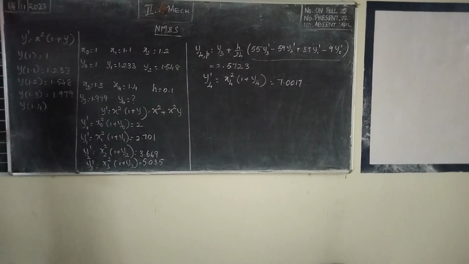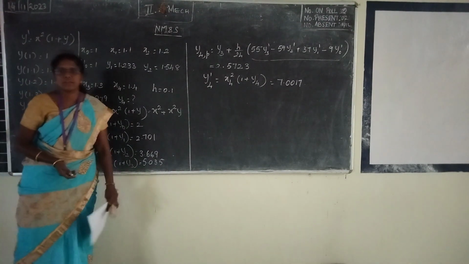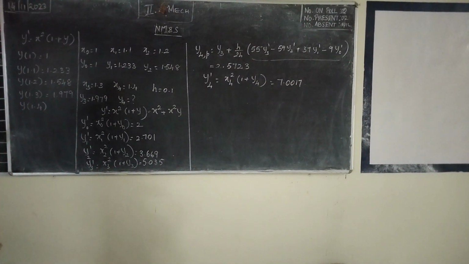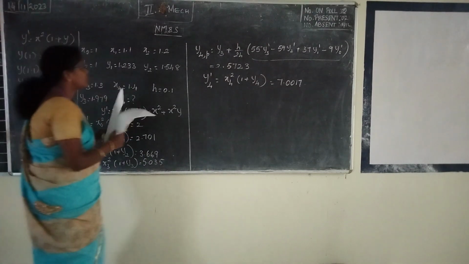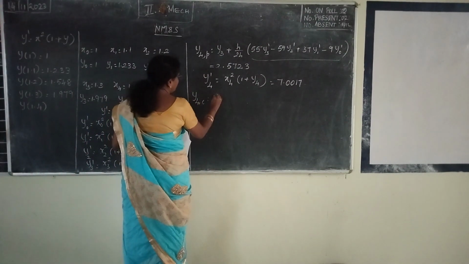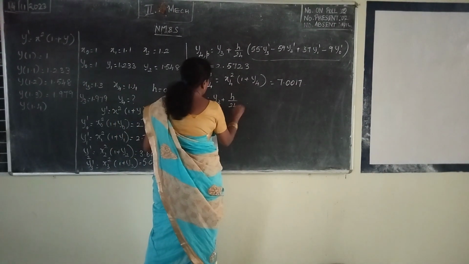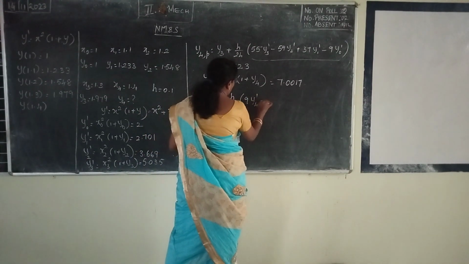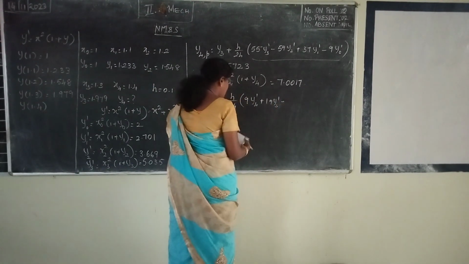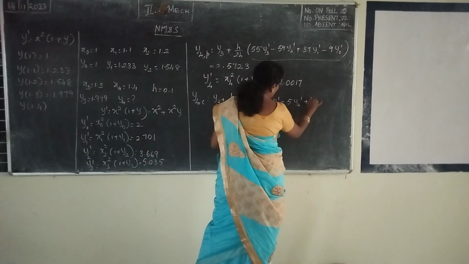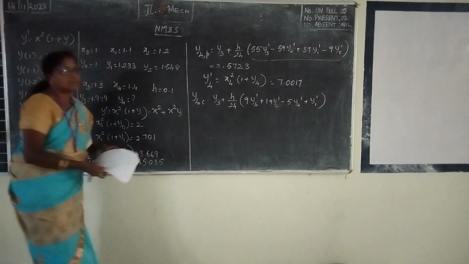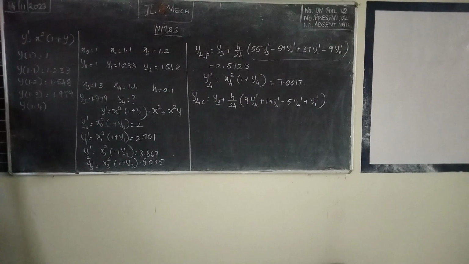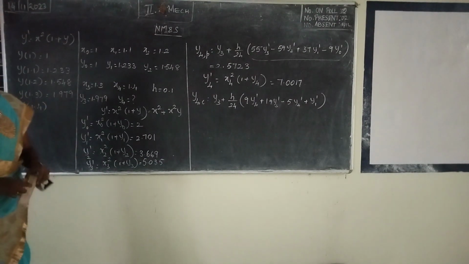What is the answer, everyone? Right. Okay, then continue with Adams' corrector formula. Write your corrector formula: y4 comma c is equal to y3 plus h by 24 into 9 y4 dash plus 19 y3 dash minus 5 y2 dash plus y1 dash. All are known data. Substitute and get the answer.